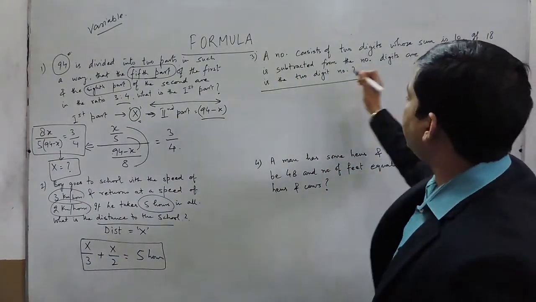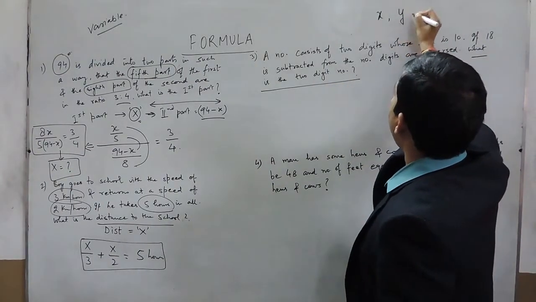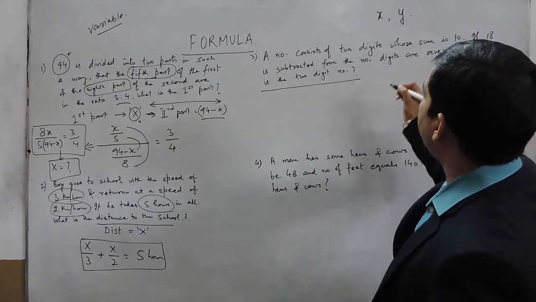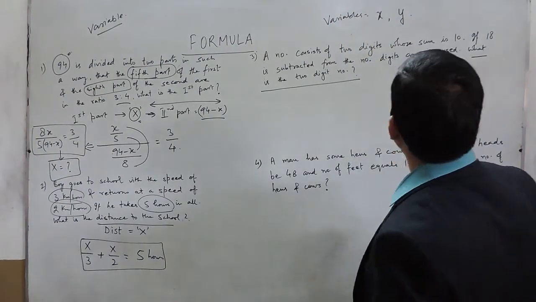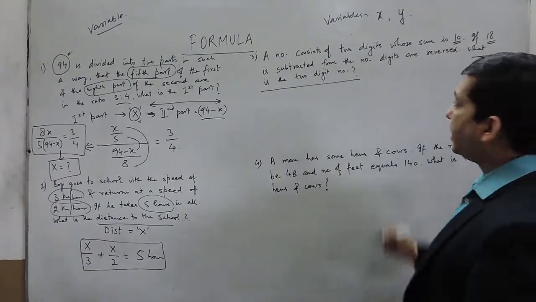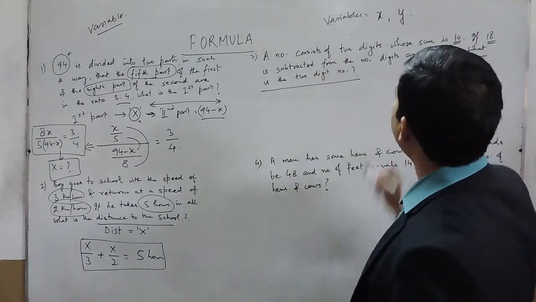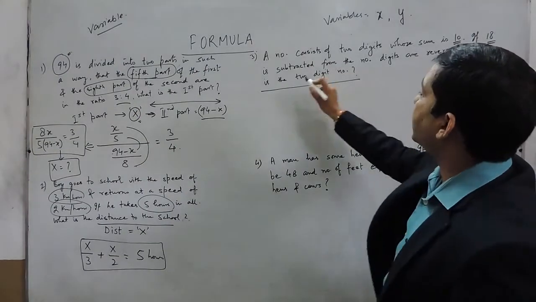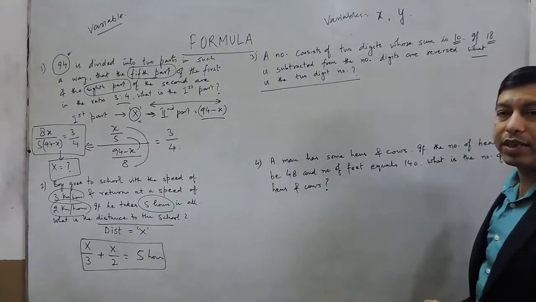Now, when I say a 2-digit number, it means the number has 2 digits, or we are talking about numbers x and y as variables, the values which we have to find out. Here, 10 is a constant number, 18 is again a constant number, and then we come to some equations. The first: the number consists of 2 digits whose sum is 10, and if 18 is subtracted from the number, the digits get reversed. So what is the 2-digit number?